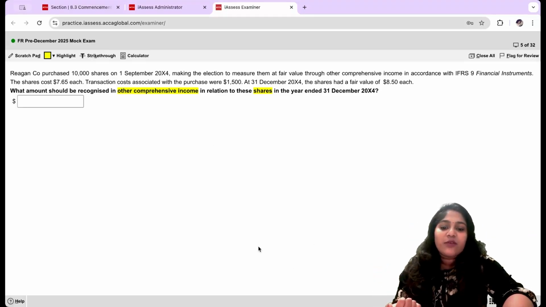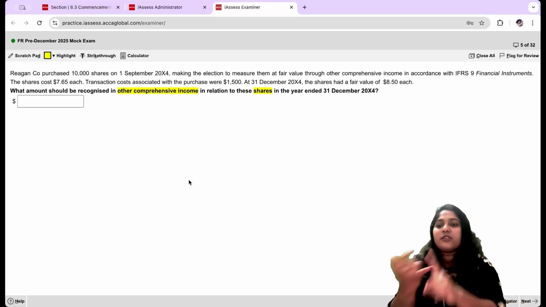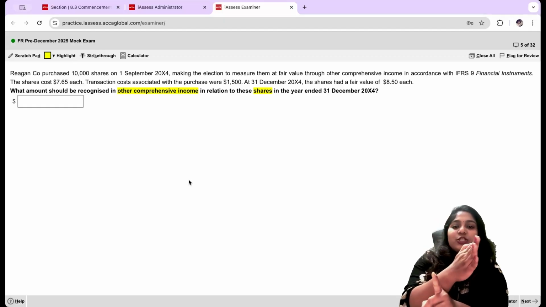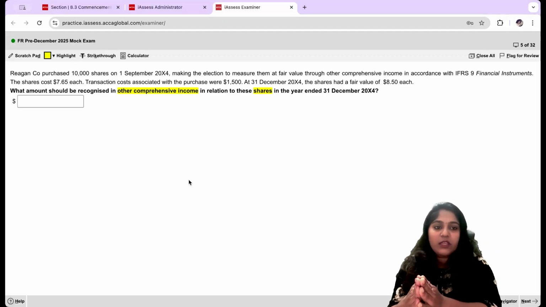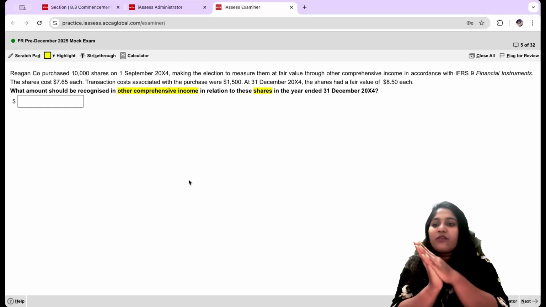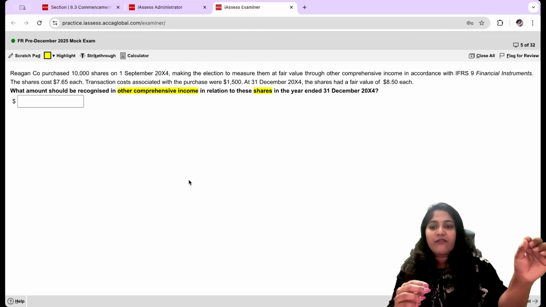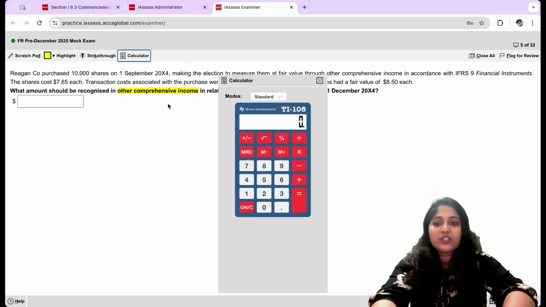So now since it is fair value plus transaction cost, read the point. Regan Company purchased 10,000 shares on 1st September X4, making the election to measure them at fair value through other comprehensive income in accordance with IFRS 9 Financial Instruments. On this date, the share cost $7.65 per share. That means I have purchased 10,000 shares.